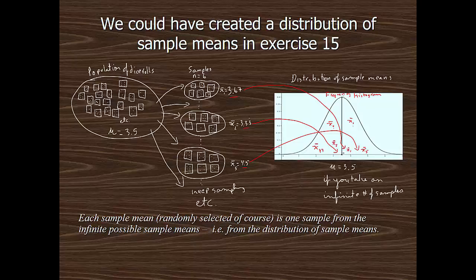And what will happen is that each value will fall somewhere left or right of the mean, or exactly on the mean. And what you need to think about is that each of these sample means is only one sample from the infinite possible sample means. You can keep going and going and going. So your sample now is just one of an infinite number of possibilities.